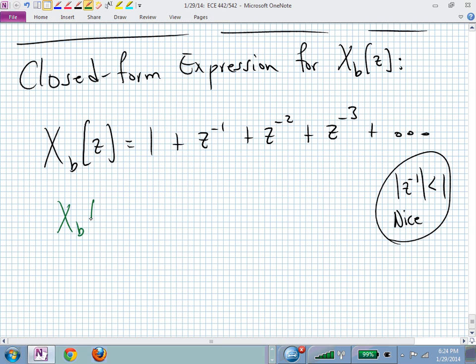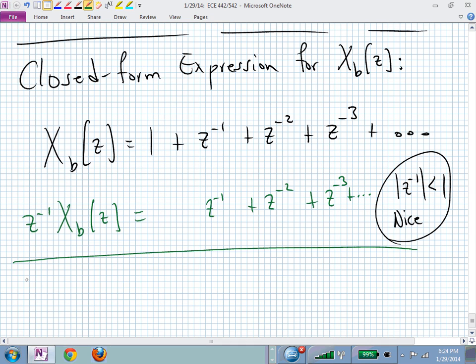If that's the case, what if I just took X sub b of z and scaled it by z to the minus 1? Then what do I have? I then have 1 times z to the minus 1, which gives me z to the minus 1. I have z to the minus 1 times z to the minus 1, which gives me z to the minus 2. And I just keep going. The tails look the same, don't they? I can now compare those or take their difference.